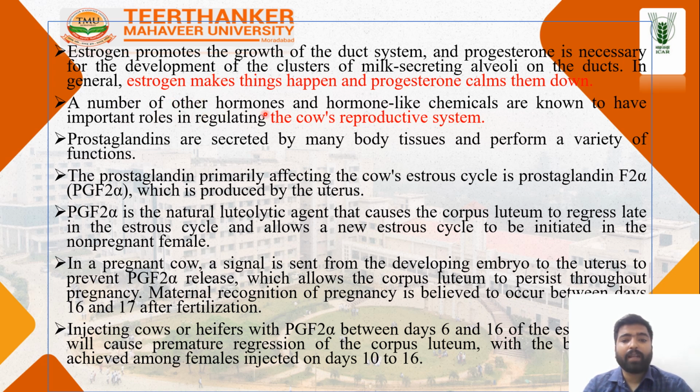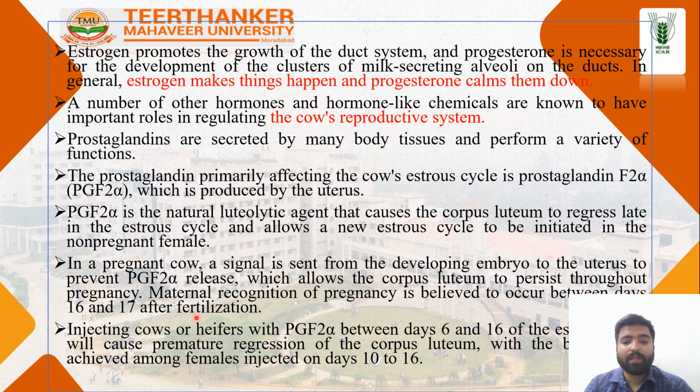A number of other hormone-like chemicals are known to have an important role in the cow reproductive system. Prostaglandins are secreted by many body tissues and perform a variety of functions. Prostaglandins primarily affect the estrous cycle, and prostaglandin F2 alpha is produced by the uterus. PGF2 alpha is the natural luteolytic hormone that causes the corpus luteum to regress late in the estrous cycle, allowing a new estrous cycle to be initiated in the non-pregnant female. In pregnant cows, a signal from the developing embryo prevents the uterus from releasing PGF2 alpha, allowing the corpus luteum to persist throughout the pregnancy.